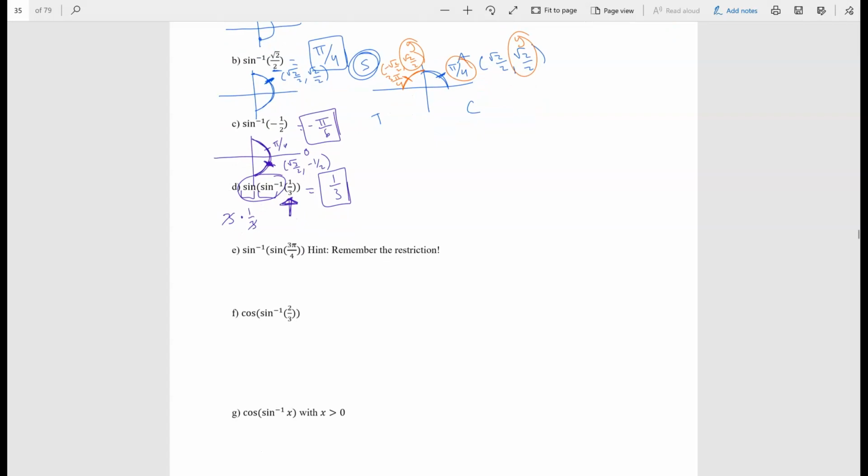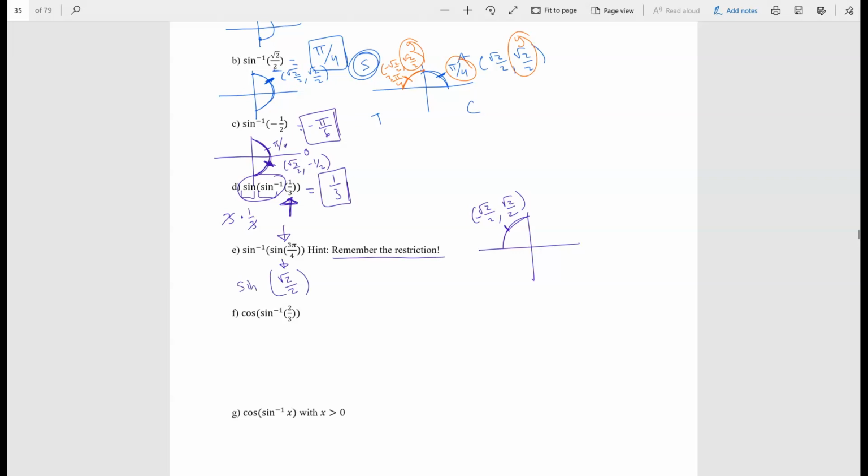All right, now here you have to be even extra careful. The answer is not 3 pi over 4. You have to remember the restriction. Here you really have to be very careful. So what is the sine of 3 pi over 4? Well, 3 pi over 4 is over here, and this is going to be square root of 2 over 2, square root of 2 over 2, where the first one is negative. So this is going to be square root of 2 over 2. That's the inside part.